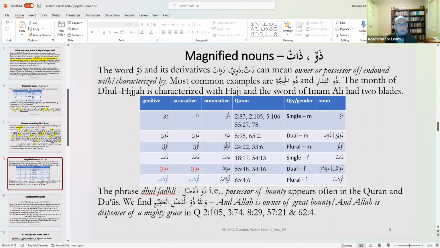And that's why you can see the word Dhu Fadlin, Dhul Fadl, that means possessor of bounty. This is used for Allah a number of times. So in the Quran, for example, we see Wallahu Dhul Fadlil Azim. Subhanallah. It's a very beautiful and powerful phrase. Allah is the owner of great, not only bounty, but great bounty. Allah is not only full of fadl, it's not just a lot of grace, but Fadlil Azim.